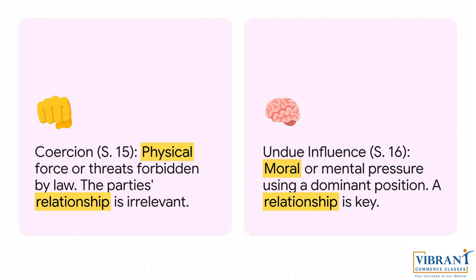Coercion is the sledgehammer approach. It's physical force or threats. It's the gun to the head scenario. Undue influence, on the other hand, is way more subtle. It's about someone using their position of power or trust over you, like a doctor over a patient, to unfairly pressure you. One is about brute force, the other is about abusing a relationship.